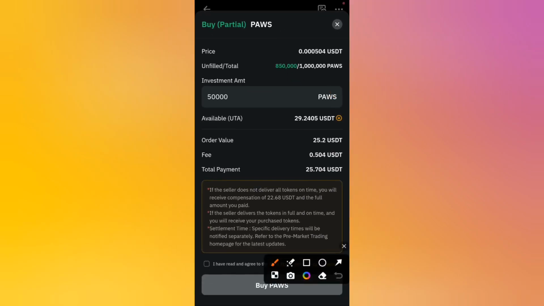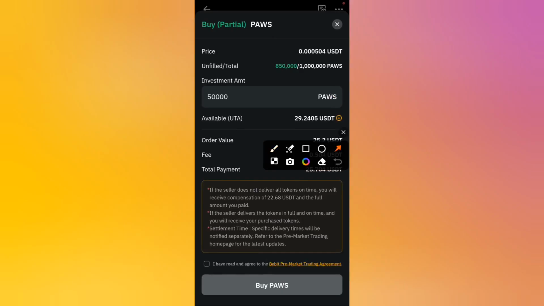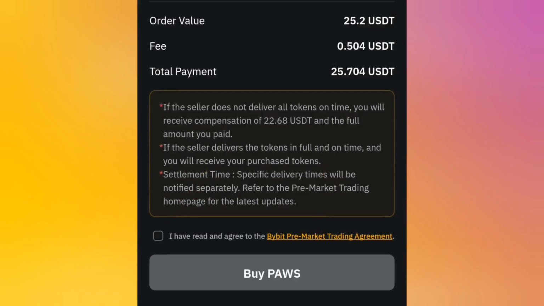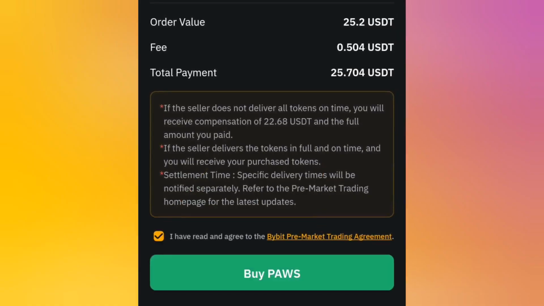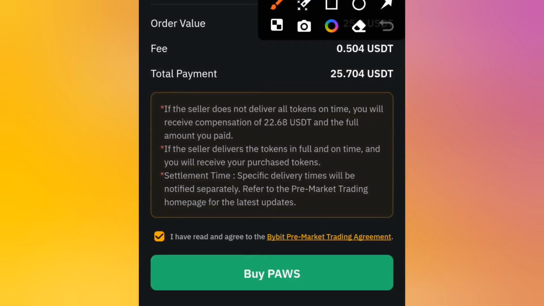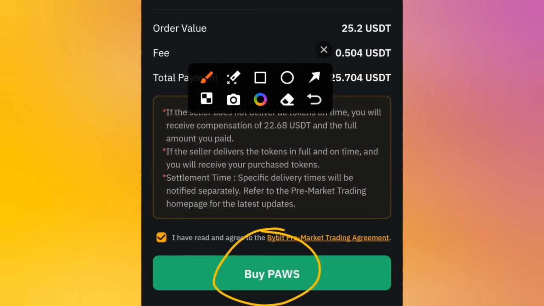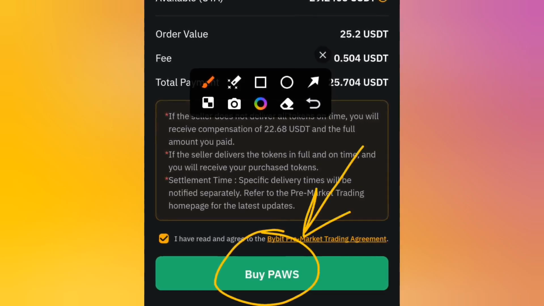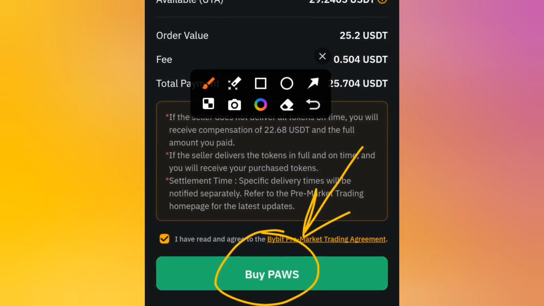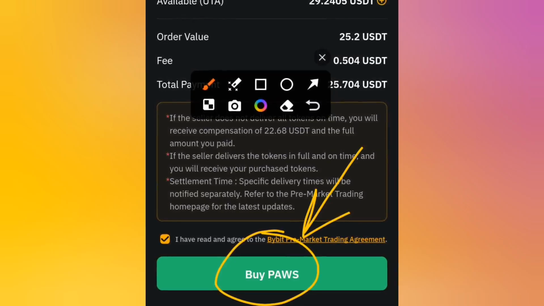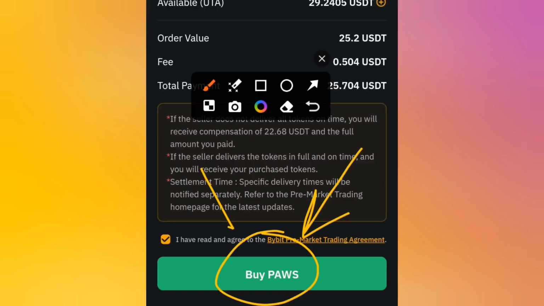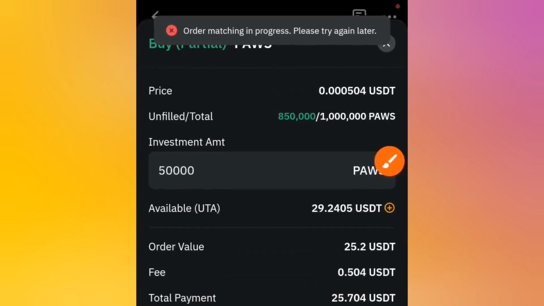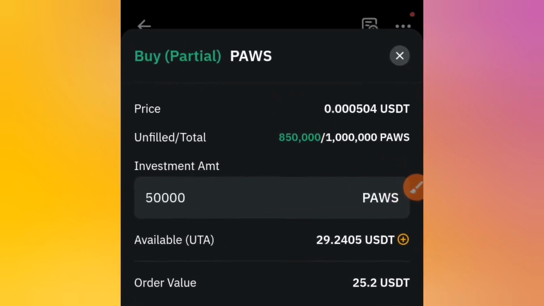So the next thing you're meant to do is to read the agreement. Very important. You can read that, then go ahead and click this checkbox right here. The agreement is not hard. Now you can see the buy paws green button has just appeared, but if your balance displays insufficient balance, this green button would not appear. Okay, so you have to increase your funding. Okay, so we're going to click on buy paws right now, this green button, and this is saying order matching in progress, please try again later. We're going to click it again.